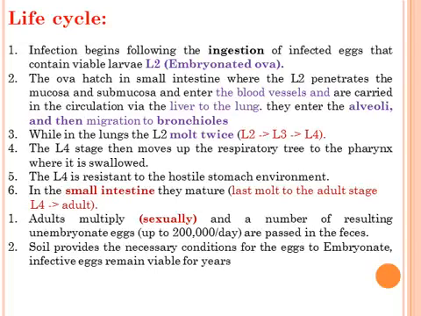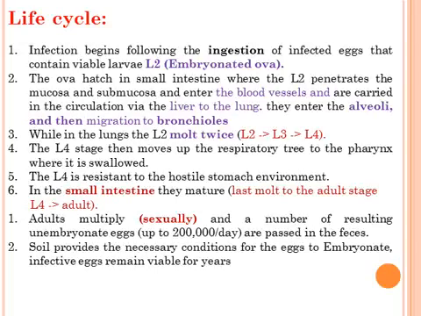Life cycle of Ascaris lumbricoides: infection follows the ingestion of infected eggs that contain viable larva 2. That means the embryonated ova contain larva 2. The ova hatch in the small intestine, where the larva penetrate the mucosa and submucosa and enter the blood vessels, and are carried in the circulation via the liver to the lung.